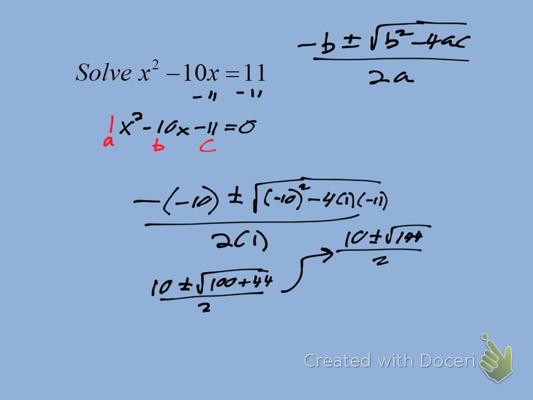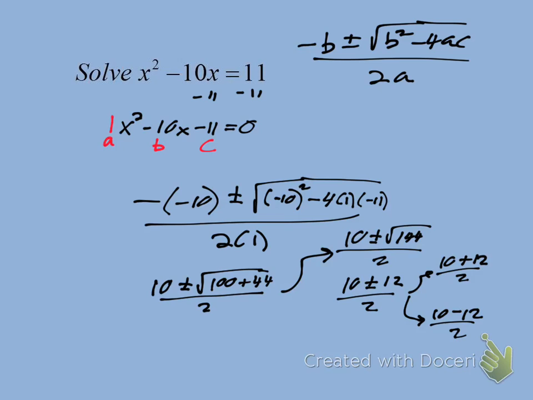What's the square root of 144? 12, good. Once you have it down to that, you have to do it twice, right? Just like completing the square, you had plus and minus. Here you do also. So you have to do 10 plus 12 divided by 2, and 10 minus 12 divided by 2.